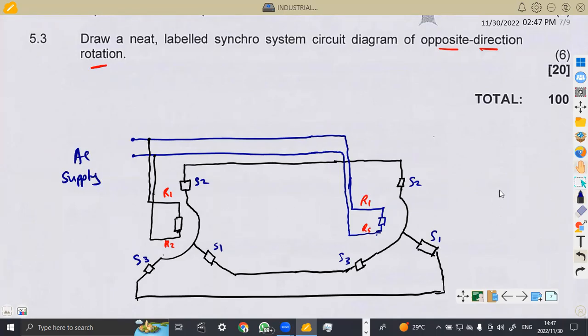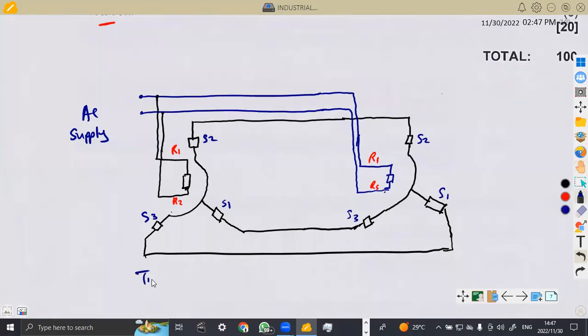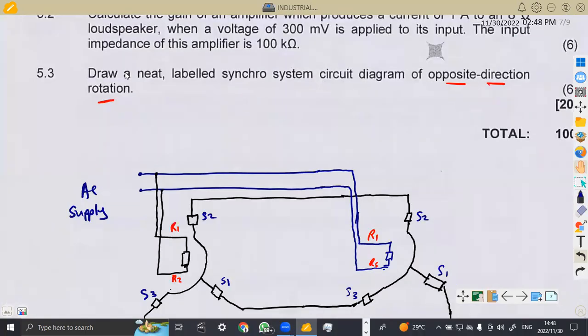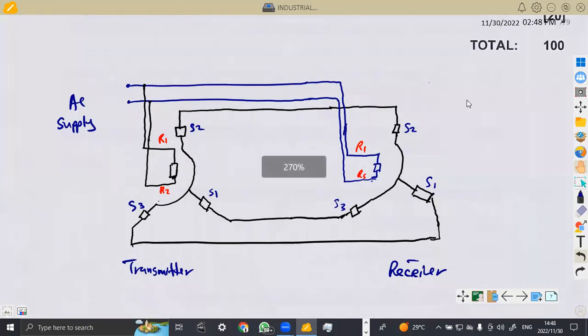So we've got the transmitter and the receiver here. This is our transmitter, and we have got the receiver on this end. So that is what you're going to have. The question was for you just to draw. Do not answer questions that you're not asked in the exam. Answer the question: draw a neat labeled system circuit diagram of opposite direction rotation. So this is of opposite direction, and it carries 6 marks.